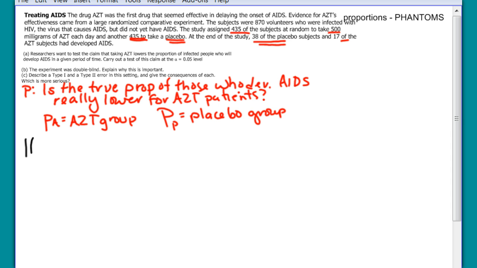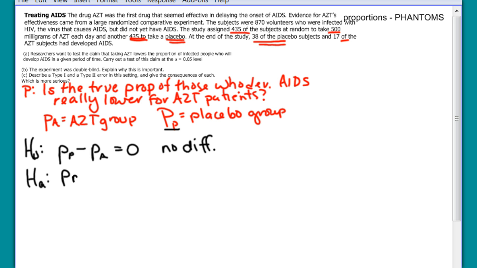Let's write our hypothesis, our H0. If I take a look at what I want to do, since I expect this one to be bigger, the placebo group, I'm going to go proportion placebo minus proportion AZT equals 0. That would mean that there is no difference between those two groups. My alternative, what I hope is true, is that the placebo group minus the AZT group is actually larger.